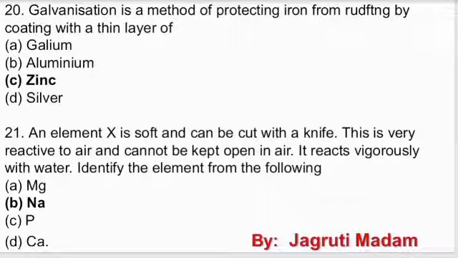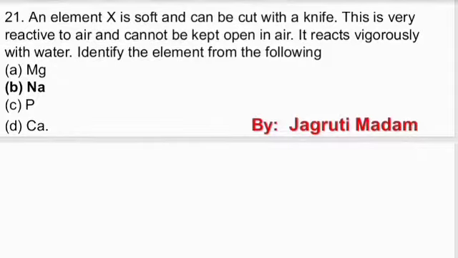Question number 21. An element X is soft and can be cut with a knife. This is very reactive to air and cannot be kept open in air. It reacts vigorously with water. Identify the element from the following. The options are Mg magnesium, Na sodium, P phosphorus, Ca calcium. The correct option is B, that is sodium.